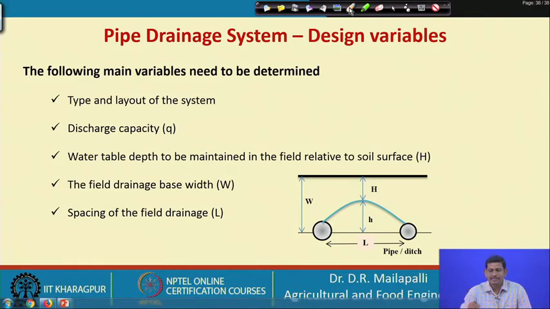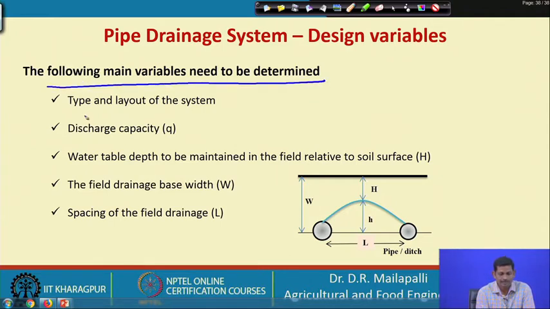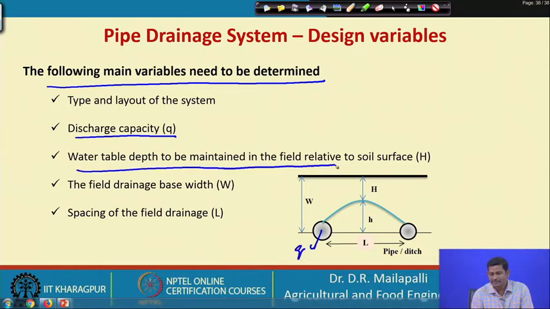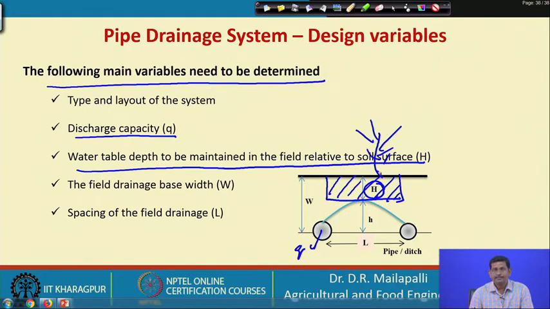So, the next is the design of pipe drainage systems. Mostly we will be talking about the subsurface drainage system, that is a tile drainage system. In this system, basically the variables we will be focusing on are the discharge capacity Q, okay, and the water table depth to be maintained in the field relative to the soil surface. So, this is H we will be maintaining, because this is where we are looking at our root zone basically. Okay. So, this is H.